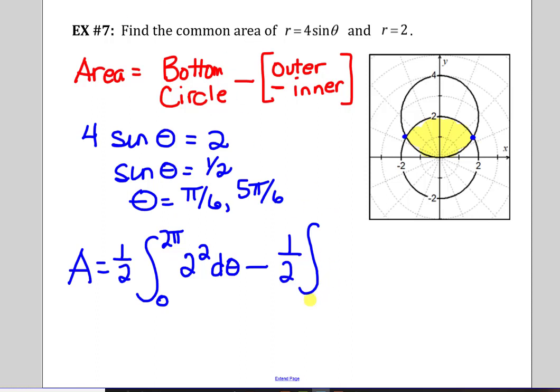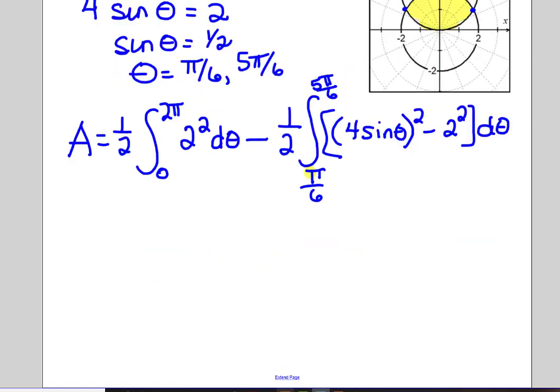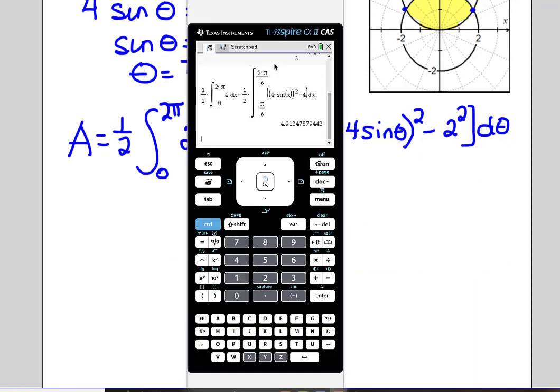Oh, I switched to the wrong tool there. So pi over 6 to 5 pi over 6. So this top one, 4 sine theta squared, minus the bottom one, the overlap, 2 squared d theta. And again, I'm going to use the calculator to calculate that entire portion for us.